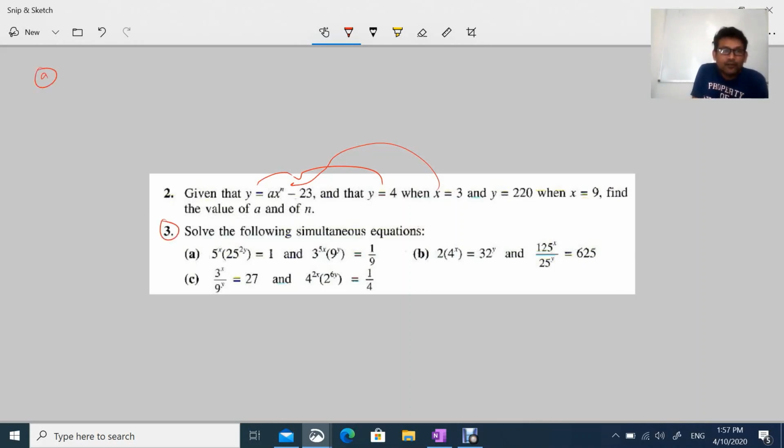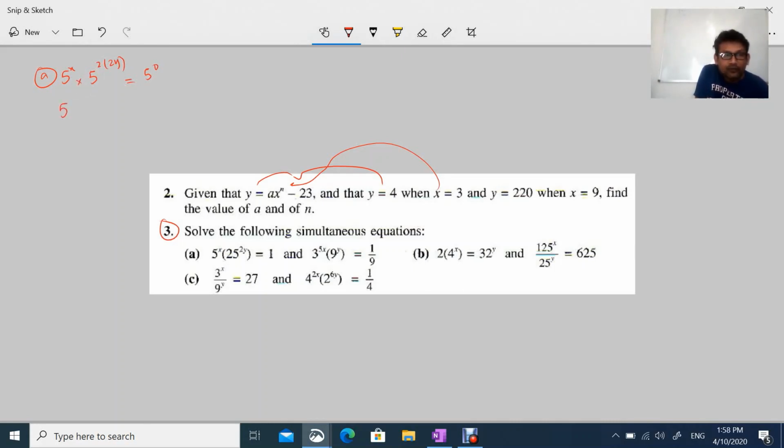Question number 3 part A, this is one of the examples of simultaneous equations. 5 power x, I can write 5 power x into, and cancel this 5 power x, and this 25 I can make 5 power 2, and 2y is already there, and this one I can write 5 power 0. Whatever I need, I can make 1 as a power of any base.